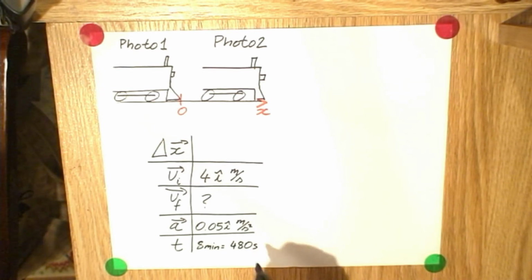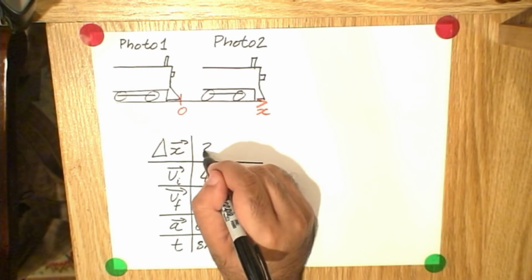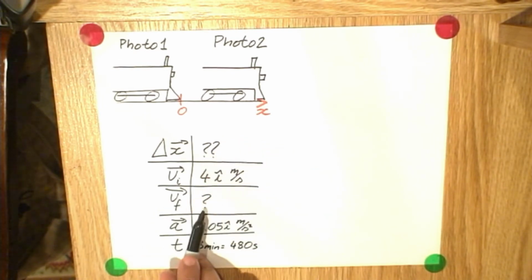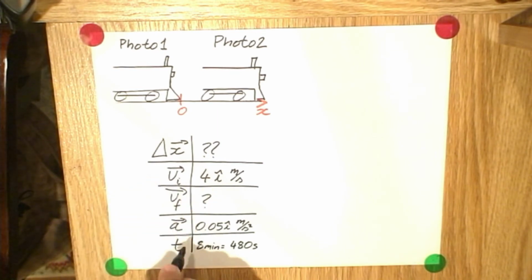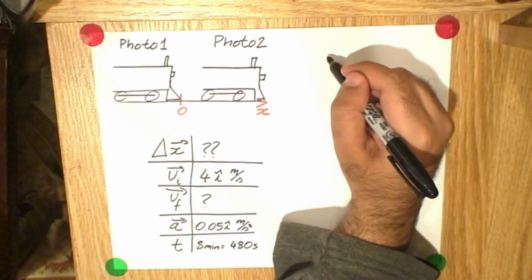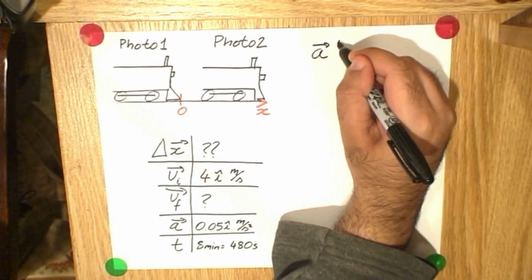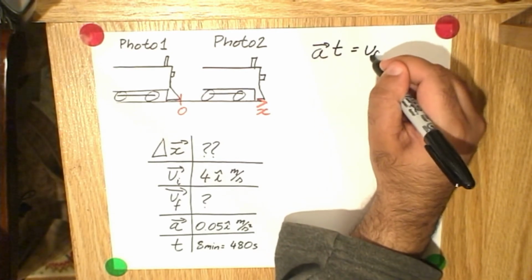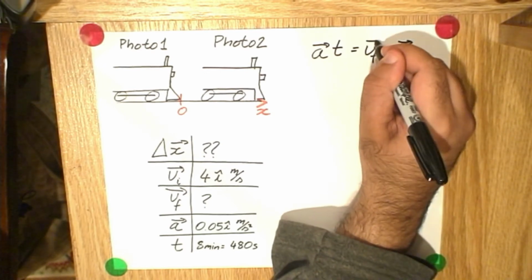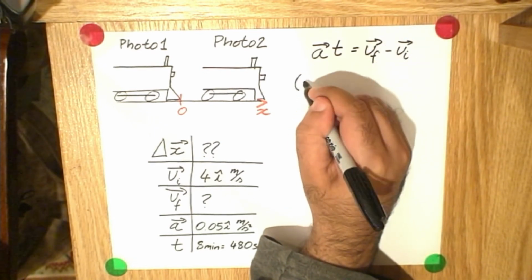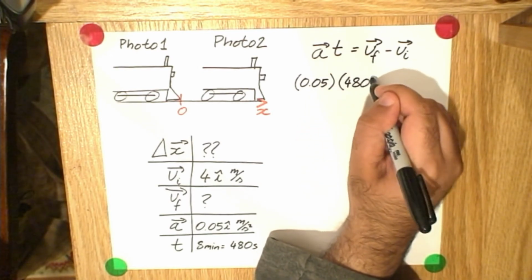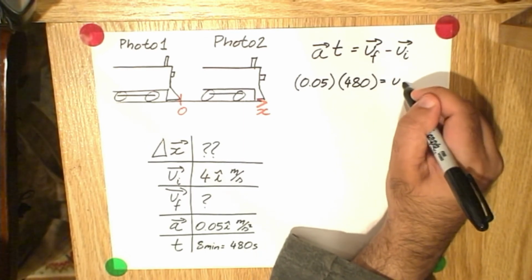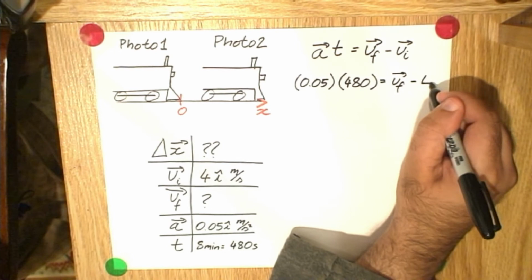And later on, part C is going to ask for the displacement. So first we need to solve for the final velocity, and later on we will solve for the displacement. So we're given initial velocity, acceleration, time, we're looking for the final velocity. Toolbox equation 1 is the only one to weave those quantities together. So, acceleration, 0.05, time, 480, is equal to v final, which is unknown, minus 4.